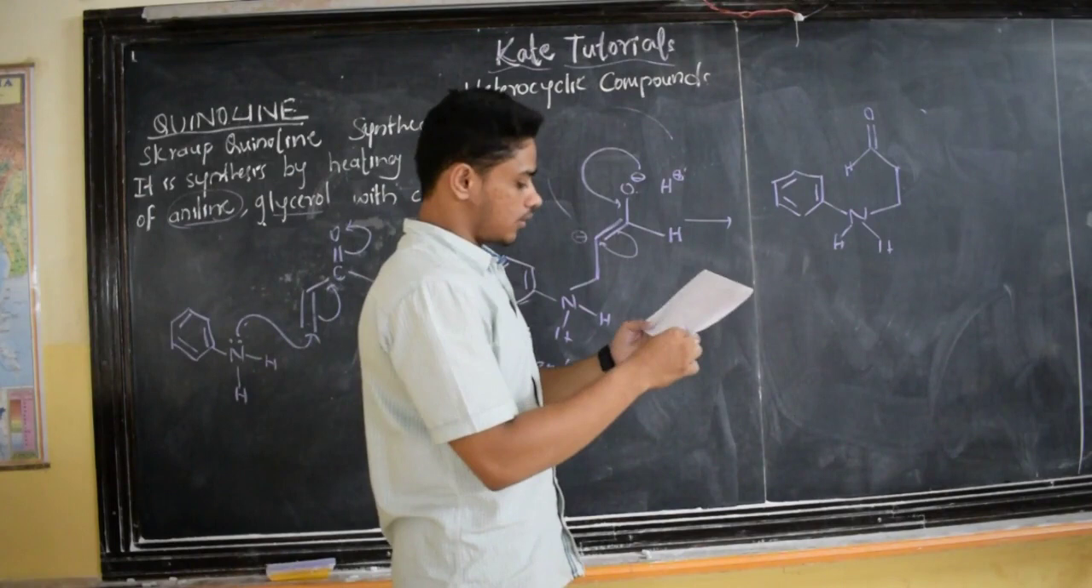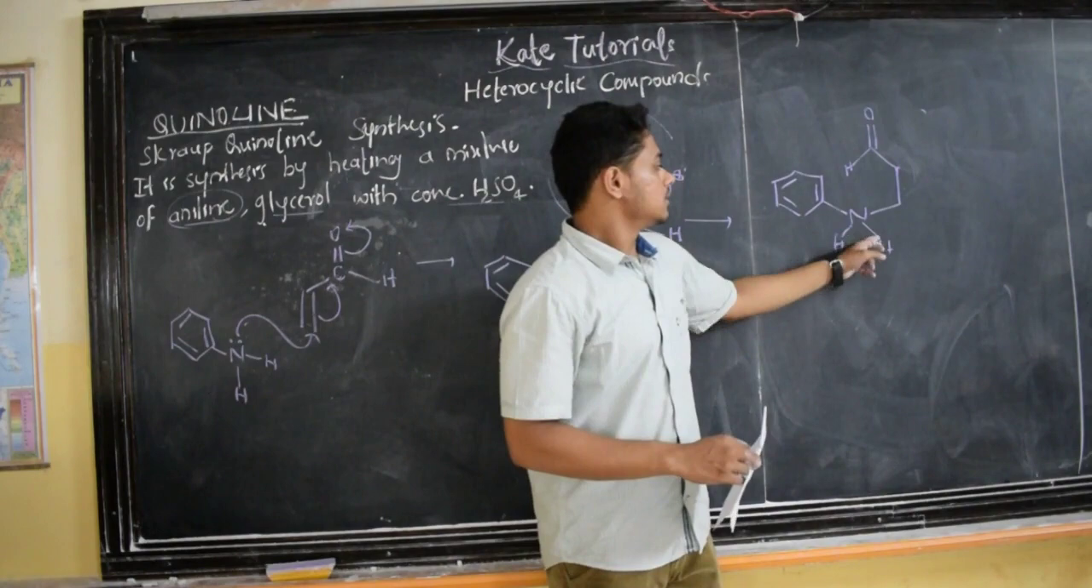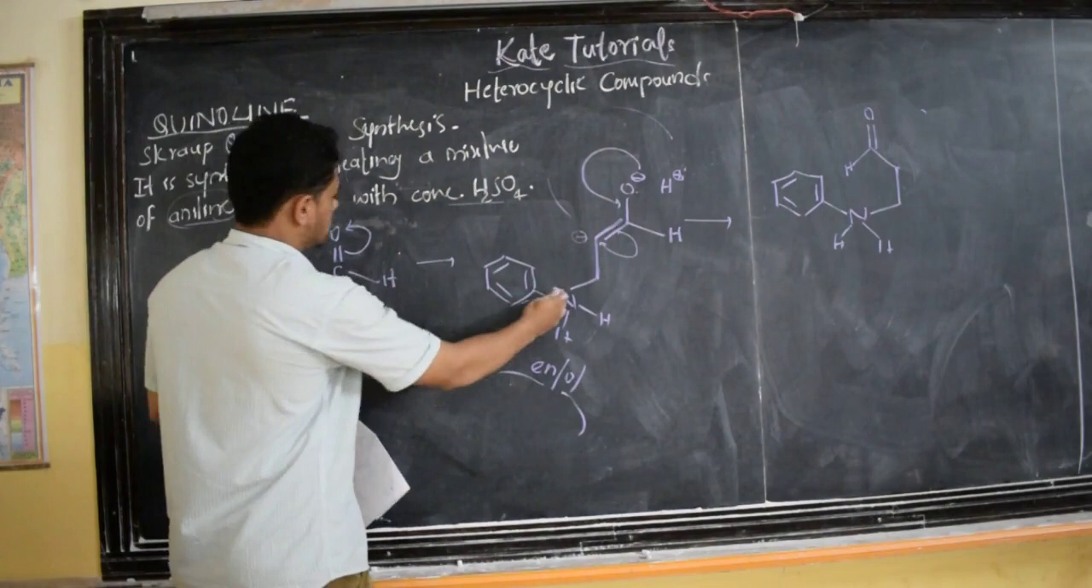Yeah, I got this structure. And it is right. And here we know nitrogen has only 3 bonds. It can't have 4 bonds. So my structure is wrong here, because of donation of this C, here donated lone pair of electrons. So it gets positive charge.